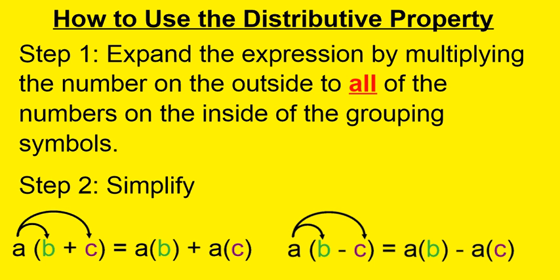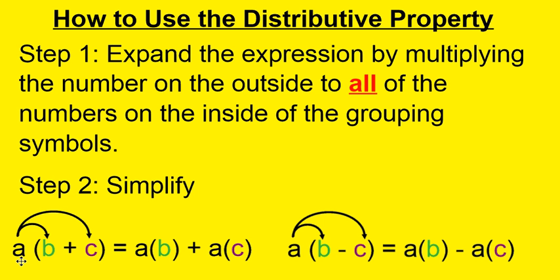How to use the distributive property. Step 1: expand the expression by multiplying the number on the outside to all the numbers on the inside of the grouping symbols. Step 2 is to simplify. So in this example, A times a quantity B times C, the number being multiplied is A. That's on the outside of the grouping symbols.